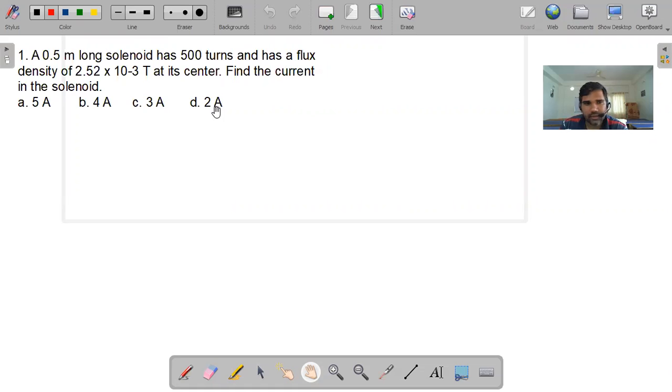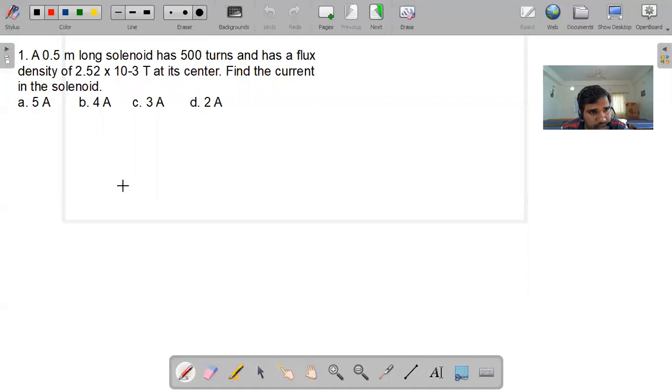Namaste students. This is our first problem. A 0.5 meter long solenoid has 500 turns and has a flux density of 2.52 into 10 power minus 3 Tesla at its center. Find the current in the solenoid. So let us write first the given data here.